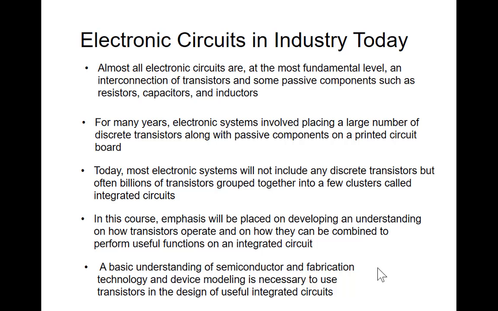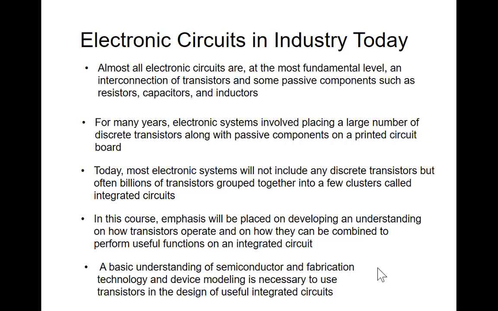A couple of comments about the electronics industry. Almost all electronic circuits are, at the most fundamental level, an interconnection of transistors and some passive components, such as resistors, capacitors, and inductors. But by far, the dominant component in electronic systems today is the transistor. There are orders of magnitude more transistors being used today than there are resistors and capacitors and inductors in our integrated circuits or electronic systems.